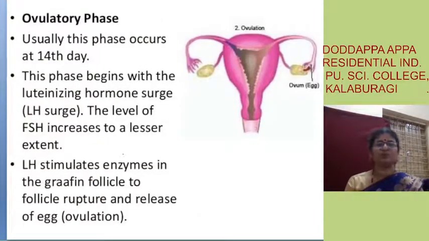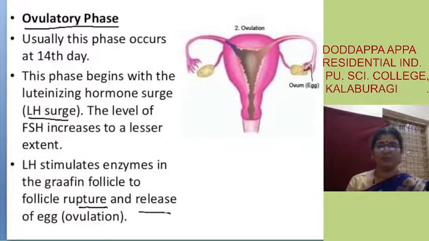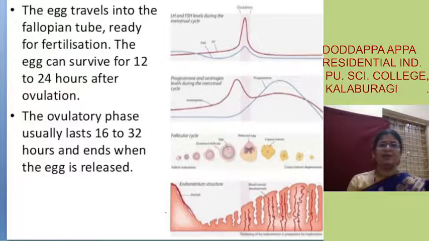Now next we have to go for the ovulatory phase, which will occur on the 14th day of the menstrual cycle. And here the LH surge is there, this you have to remember. The LH level is very high, and this will stimulate the rupturing of the Graafian follicle, which releases the ovum. Now here also the same changes have been given which we have studied.